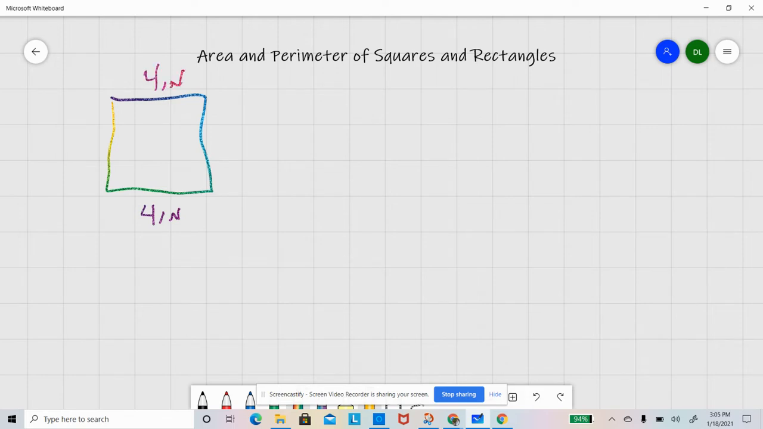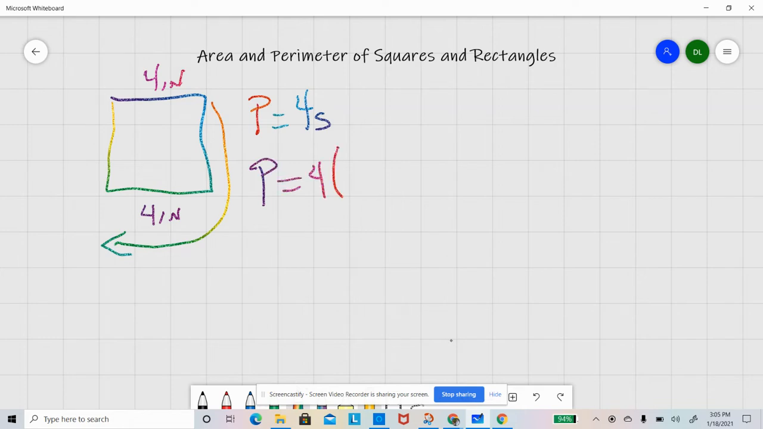So if we're looking at area and perimeter of squares, it's pretty easy to start out with perimeter, right? Because perimeter is just that outside edge as you go around the square. So perimeter is going to equal 4 times the side, or the side times 4. So then perimeter is going to equal 4, in this case, times 4 inches. So the perimeter is going to equal 16 inches, right?